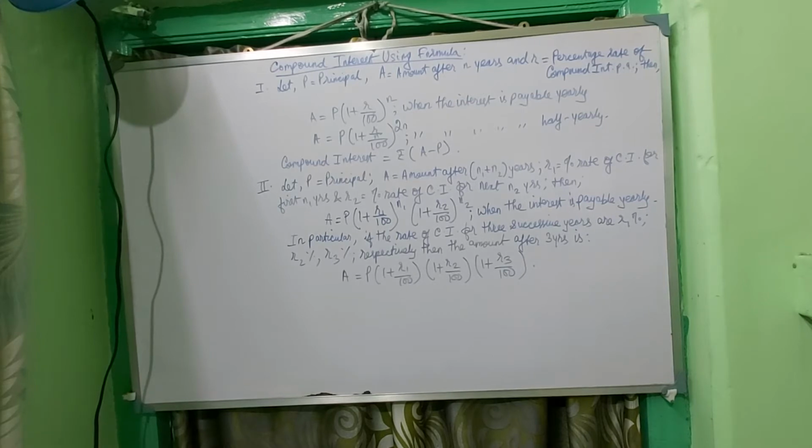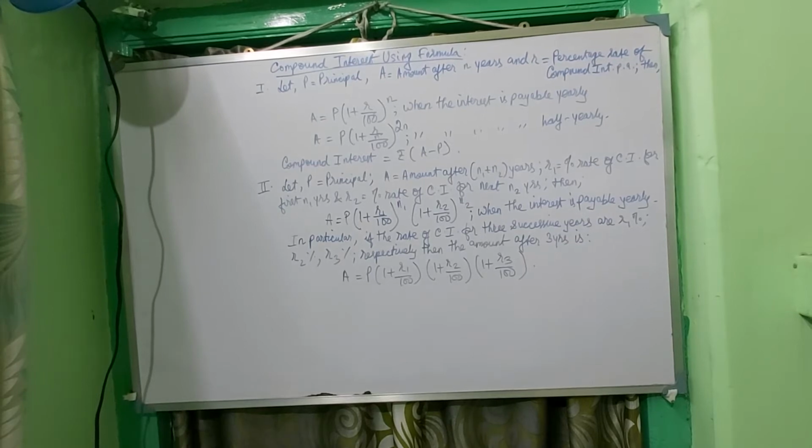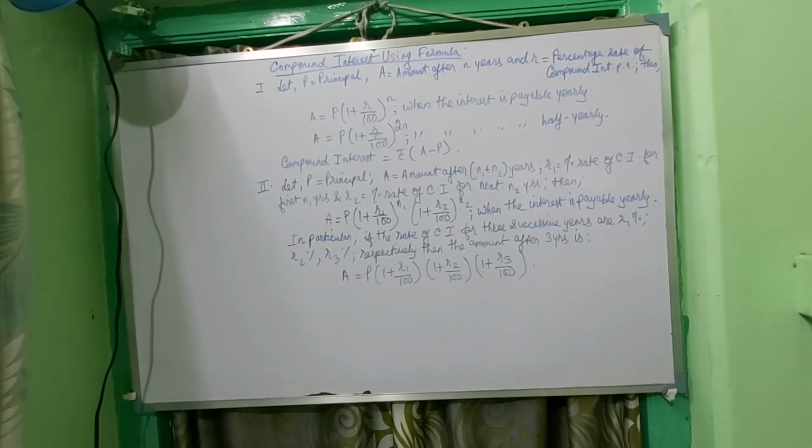One is A is equal to P into (1 plus R by 100) whole to the power n, which you can use if the interest is said to be paid or payable yearly. In the other case, if the interest is paid half yearly, then A is equal to P into (1 plus (R by 2) by 100) whole to the power 2n. And compound interest can be calculated as amount minus principal.